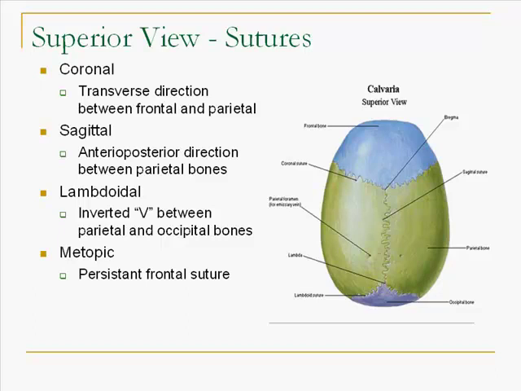Okay, so the sutures, we talked about the sagittal plane, so it makes sense that the sagittal suture is between the parietal bones. The coronal is the transverse direction between the frontal and parietal. The lambdoidal, which is an inverted V, is between the parietal and the occipital. And then there's the metopic.